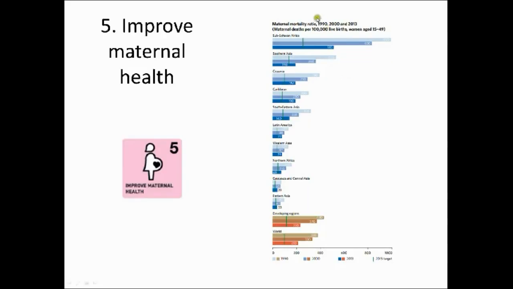Maternal mortality. The goal was to reduce maternal mortality to this level from the 1990 figure, and as you can see, it hasn't been achieved in sub-Saharan Africa or in Southern Asia or in Oceania or Caribbean or Latin America. It has almost been achieved in East Asia.